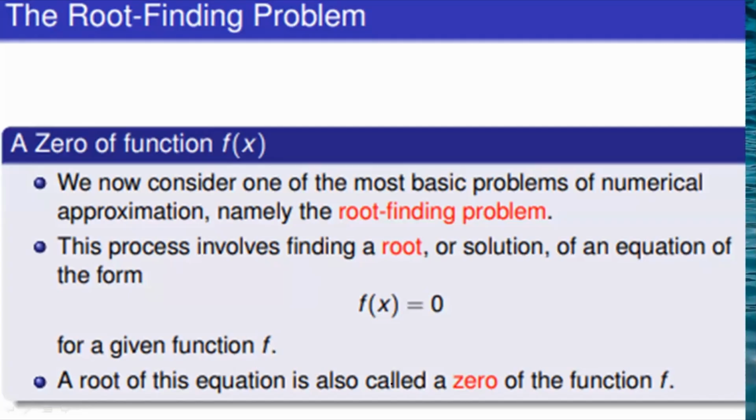We now consider one of the most basic problems of numerical approximation, namely the root finding problem. This process involves finding a root or solution of an equation of the form f(x) = 0 for a given function f. A root of this equation is also called a zero of the function f. So a zero of the function f(x) means the solution of f(x) = 0, which is called a zero or a root of that equation.